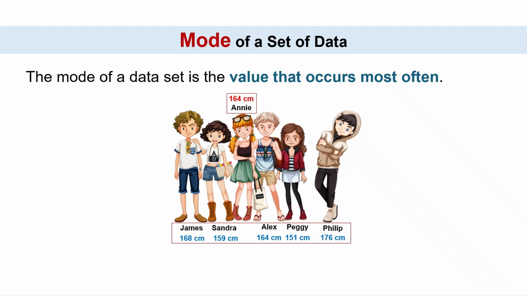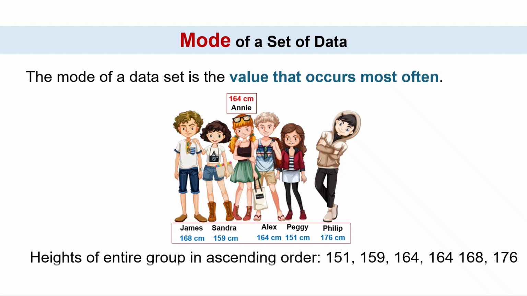Let's see what happens when we add Annie's age into the dataset. Now we see that there are two counts of 164, making 164 the value that occurs most often. Hence, the mode, also known as the modal height, is 164 cm.